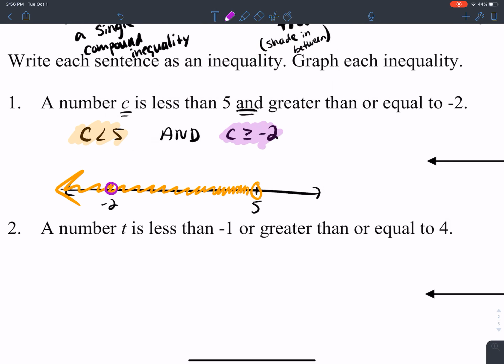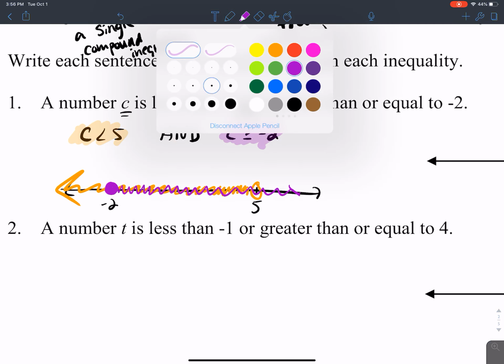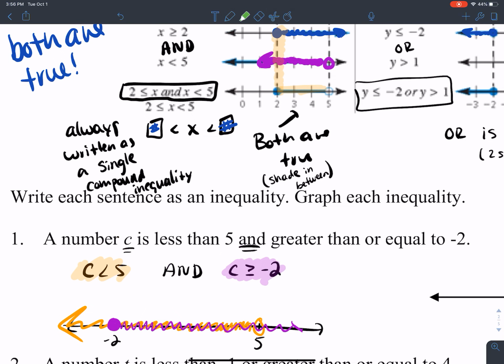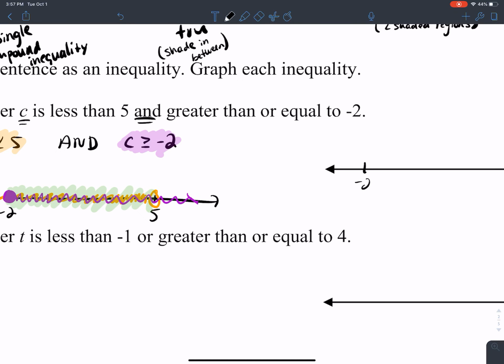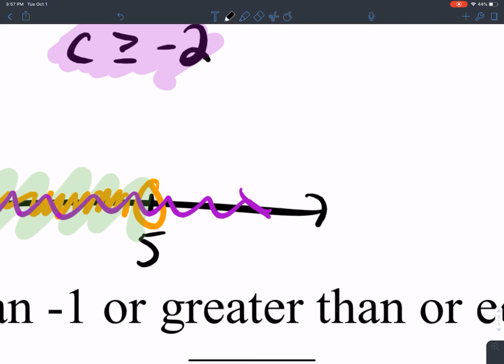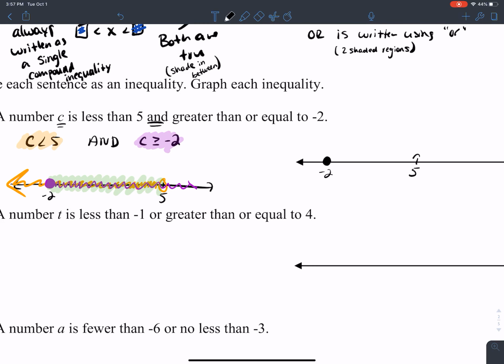I would graph that, so a closed circle at -2. And then I would shade this way. So I'm asking myself, where does my shading overlap? Where are they both true? So I shaded purple and orange right here. So my final graph, my inequality, would be -2. Now that is shaded both purple and orange, so we want to include that. But 5 is only shaded in purple. I put an open circle for the orange, so I'm going to keep an open circle there.